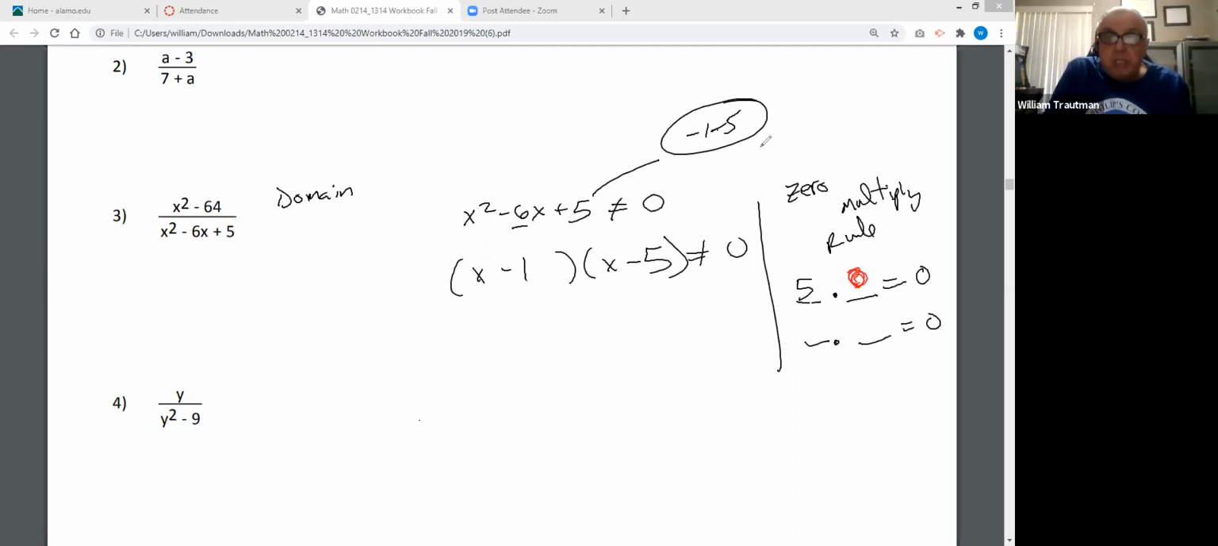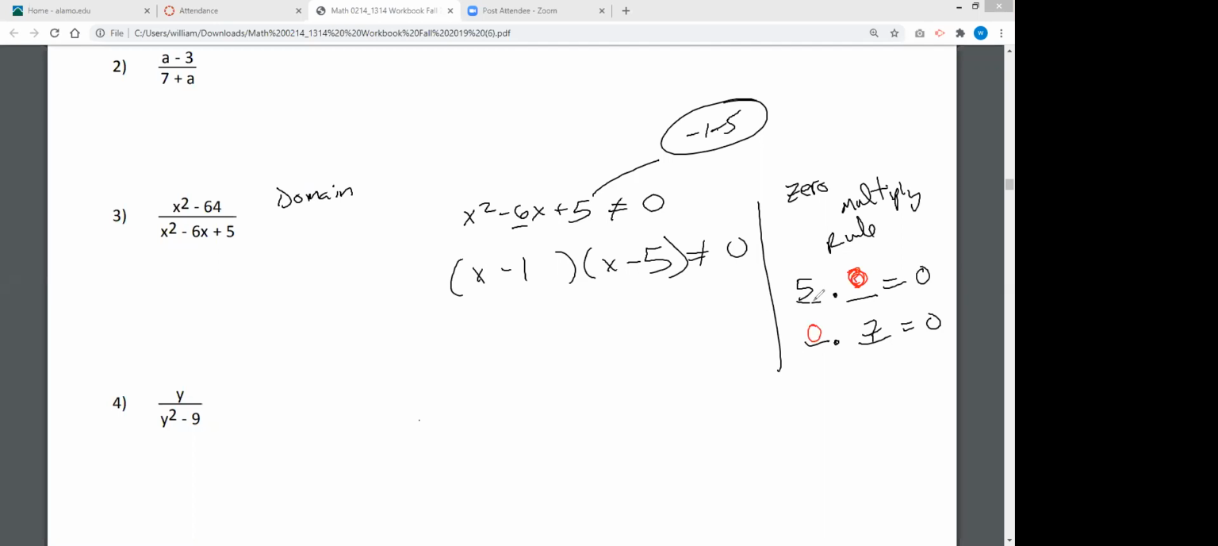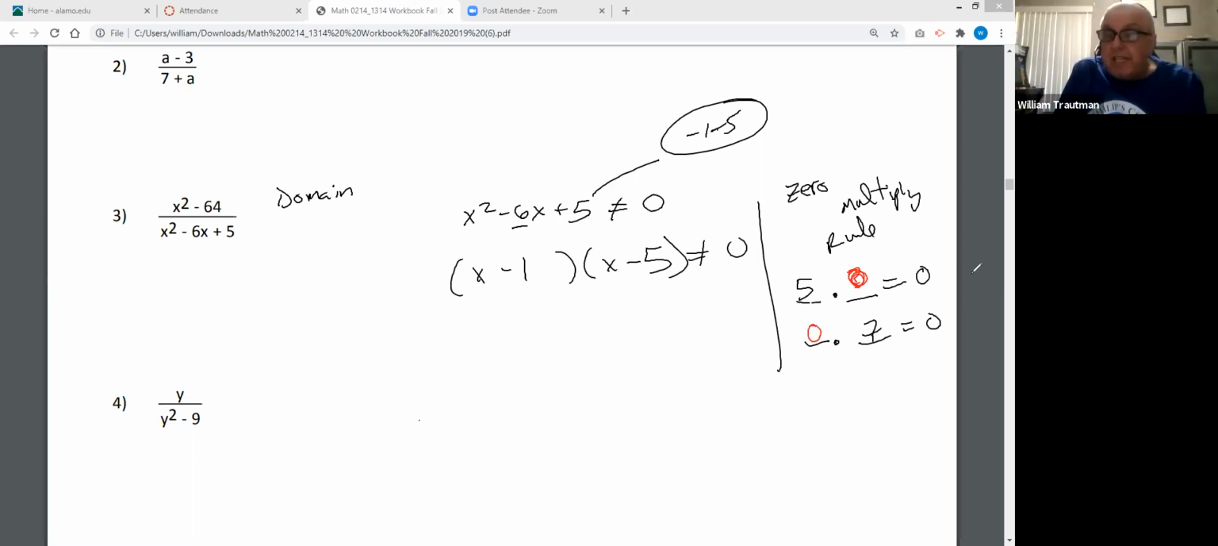What if I put a 7 here? What has to be in the other blank? 0. That's the zero multiply rule. When the answer is 0, one of these blanks has to be 0, or they both can be 0. So I have two terms multiplied together, and it equals 0.